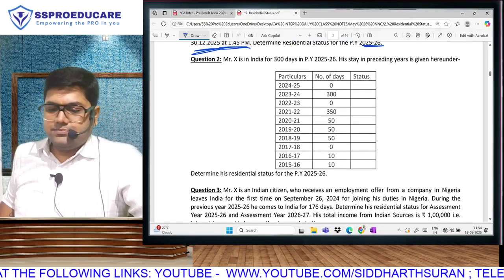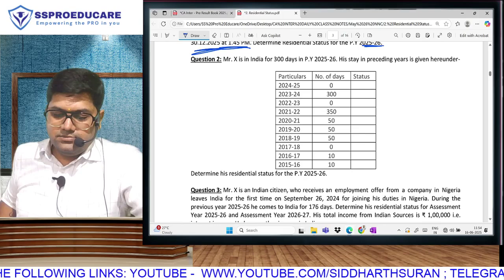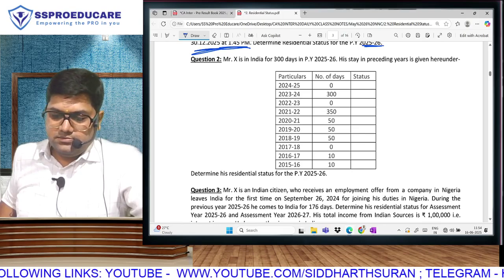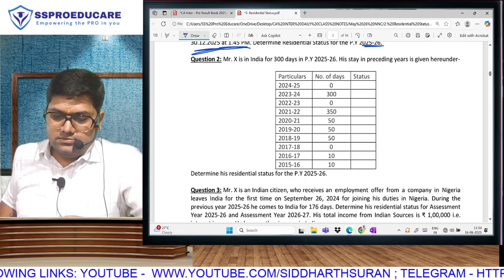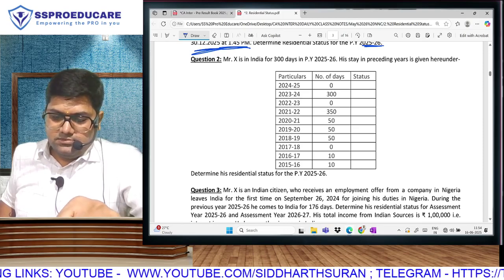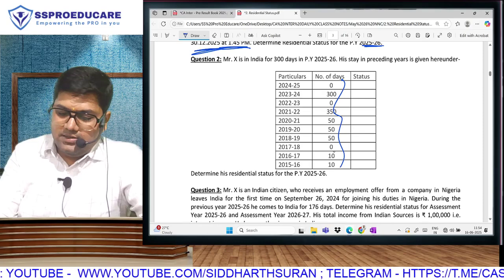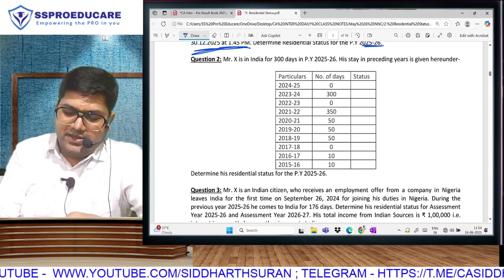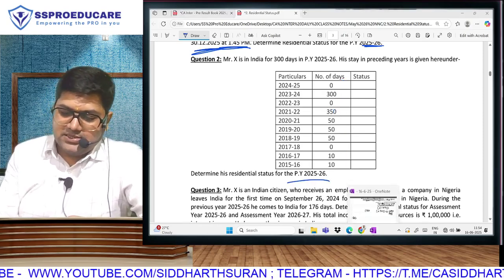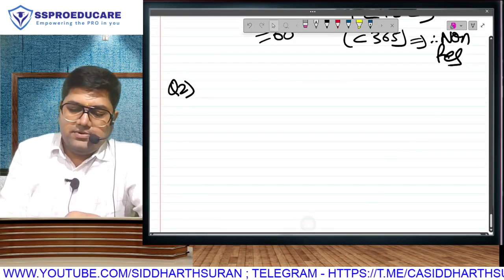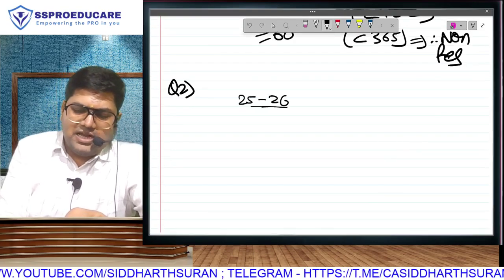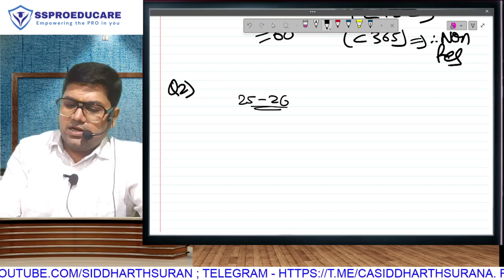Chalo. Question number 2 from regular book. हाँ. Mr. X in India for 300 days in July 25-26 and stay in preceding years as given here. 24-25 days, 23. That means last 10 years ka data is given to you. Correct hai? Determine residential status for PY 25-26. Again, what is going to be your first step? Stay during 25-26. After all the presentation part, clearly given to you.